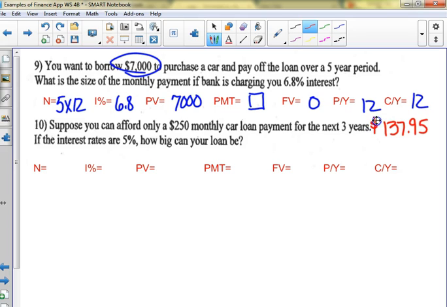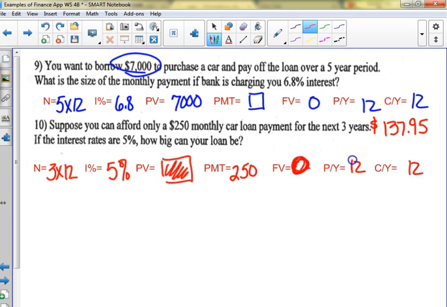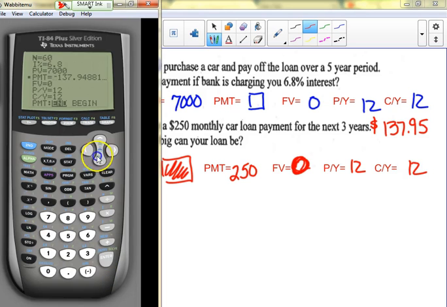Okay. This is a better question. Suppose you say, I can afford $250 payment. I'm going to borrow money for 3 years, so 3 times 12. They're going to charge me 5% interest. How much can I go shopping with for my car? Future value is still 0, 12 and 12. So this is where most of you think you should probably start, right? You should say to yourself, how much can I afford for a payment? And then work your way back to what you can afford to buy.